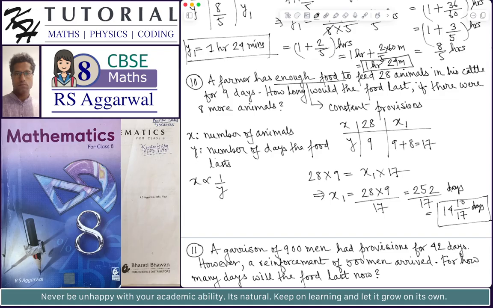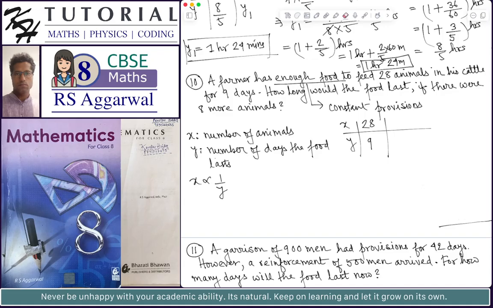So a farmer has enough food to feed 28 animals in his cattle for 9 days. Okay, 28 animals and 9 days. How long would the food last if there were 8 more animals? So 8 more animals. Oh, sorry. How long would the food last if there were 8 more animals? I did it completely wrong. I'm really sorry. Where is my mind?